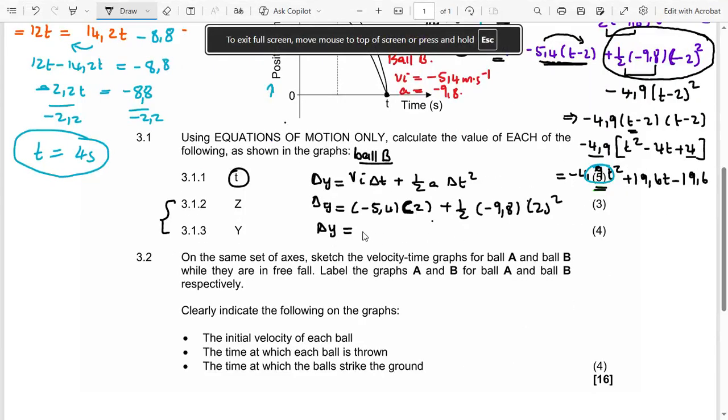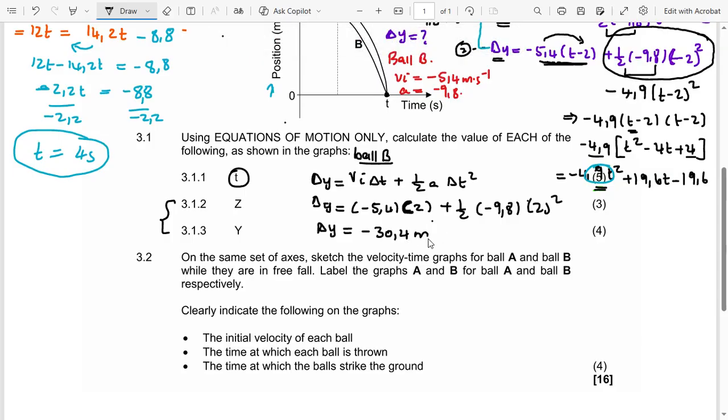So this will be negative 30.4 meters. Since it's negative 30.4 meters, we can conclude that Z is equal to 30.4 meters. The negative is just telling you which direction the object is moving. You understand? Yeah. So that's it for this one.